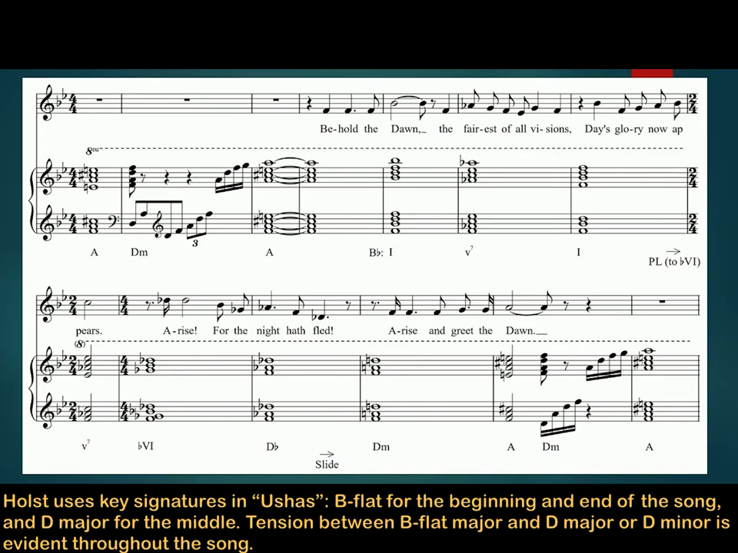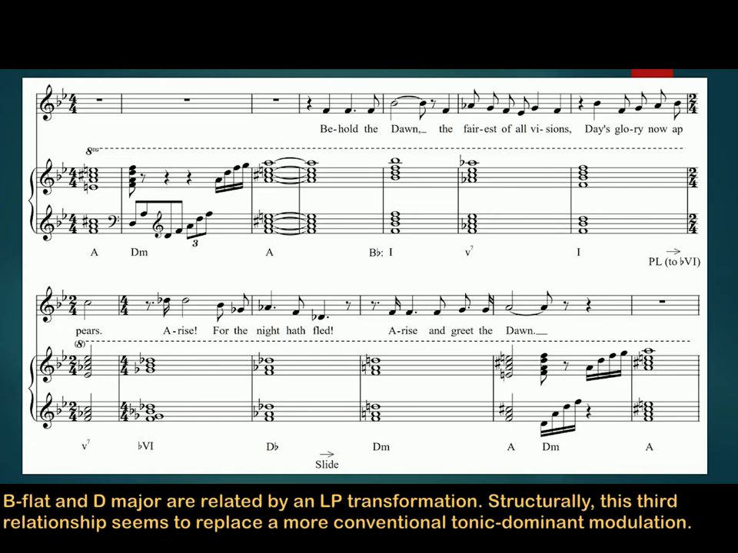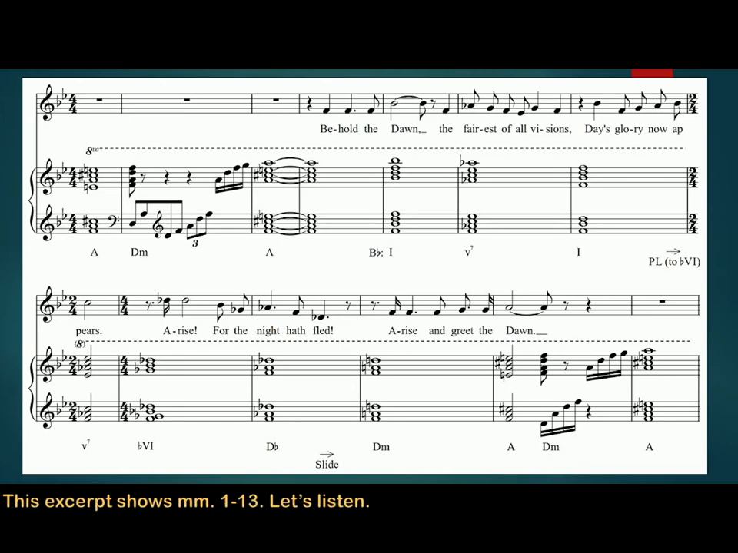Holst uses key signatures in this song: B-flat for the beginning and end of the song, and D major for the middle. Tension between B-flat major and D major or D minor is evident throughout the song. B-flat and D major are related by an LP transformation. Structurally, this third relationship seems to replace a more conventional tonic dominant modulation. This excerpt shows measures 1 to 13. Let's listen.